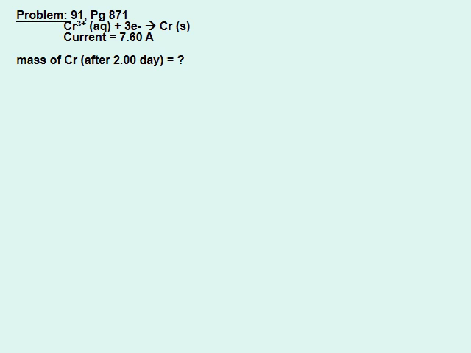I'll begin with what is given, which is 7.60 ampere. And we know that ampere is nothing but coulomb per second. So let's write that down as coulomb per second, because that way you can think about it better.